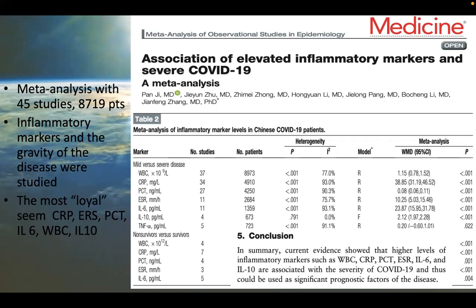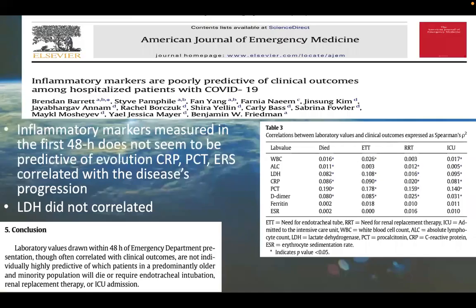These were shown to be, let's say, more significant prognostic factors of the disease. In one article published in the American Journal of Emergency Medicine, our colleagues stated that the inflammatory markers were poorly predictive for the clinical outcome among the hospitalized patients with COVID.